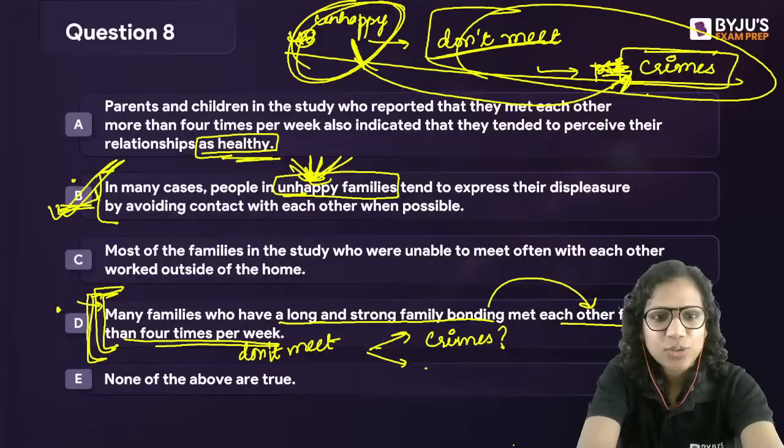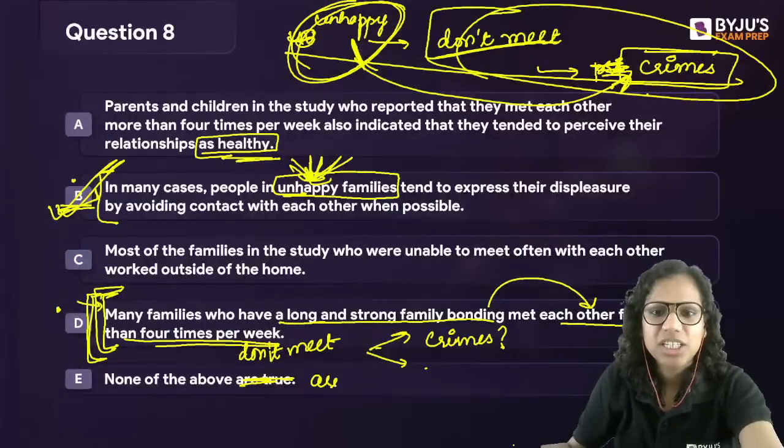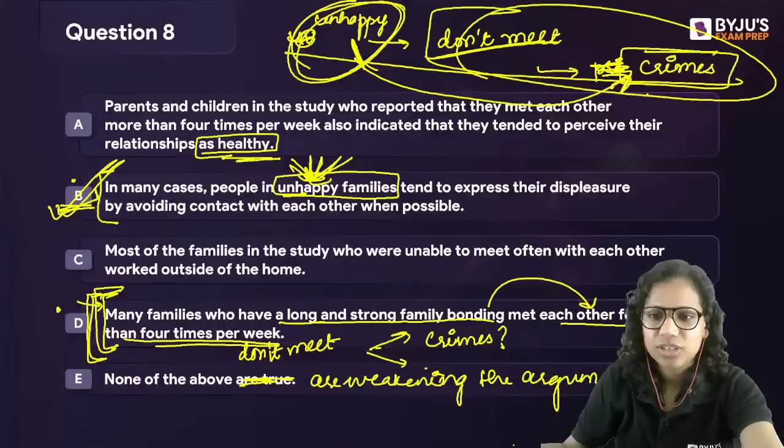E is the answer. None of the above. No, no. In fact, E should be phrased like this: none of the above are weakening the argument. That's how it should be phrased. It's not about truth or false. Truth or lie.